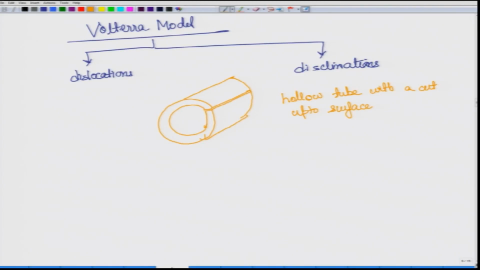Now, you can realize that there are two faces to this. How you deform the two faces will lead to either dislocation or disclination. If the two faces are just being translated, then you get dislocations. And if you are giving some kind of angular opening to it, then it leads to disclination. So, with this basic understanding of dislocation and disclination with respect to the Volterra model, I will leave it here and will pick up from this point in the next lecture.